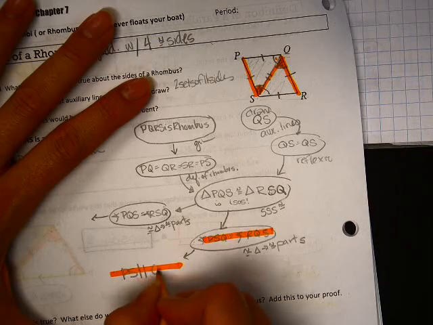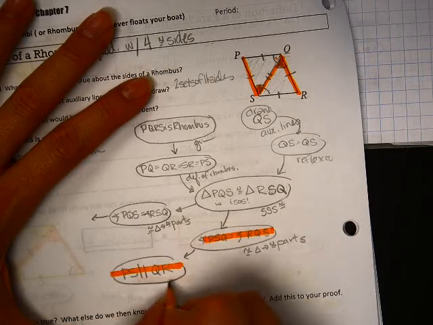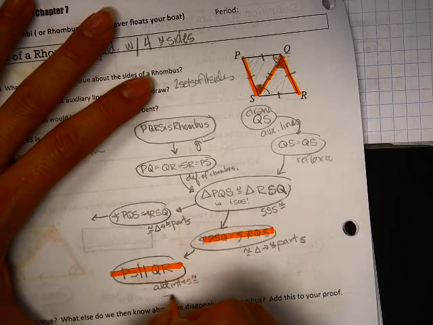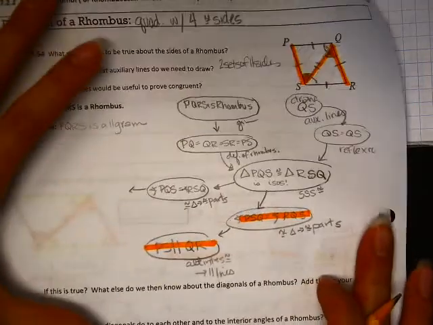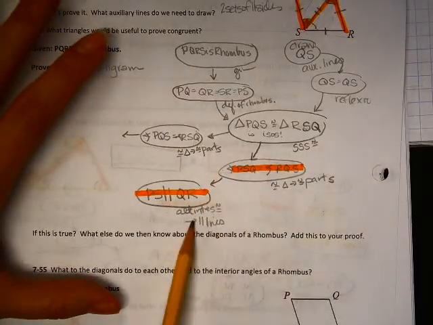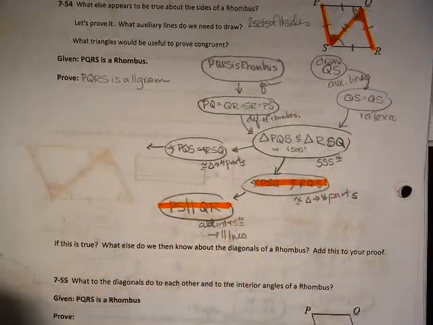PS is parallel to QR. And alternate interior angles that are equal to each other give us that we have parallel lines here. Order makes a huge difference. That's why I've been emphasizing so much how it is that you write that.